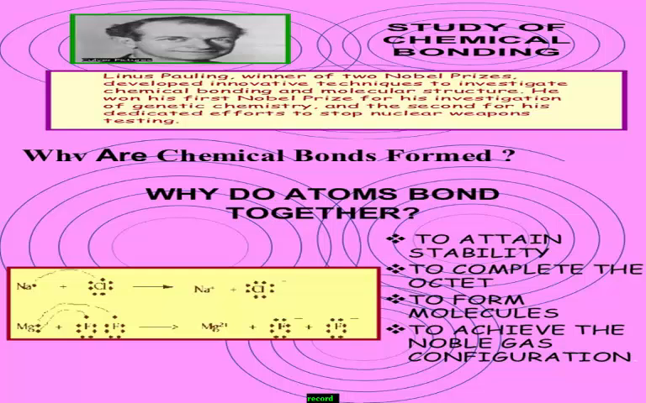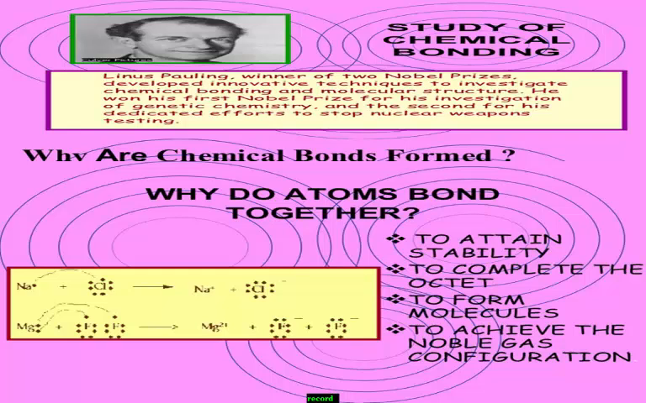Why are chemical bonds formed? Why are chemical bonds formed, students? Students, a chemical bond is formed due to the electrostatic force of attraction between two opposite charges. We know this point.